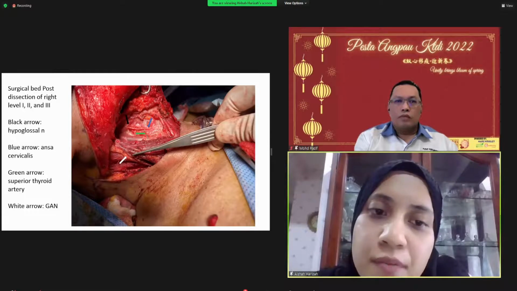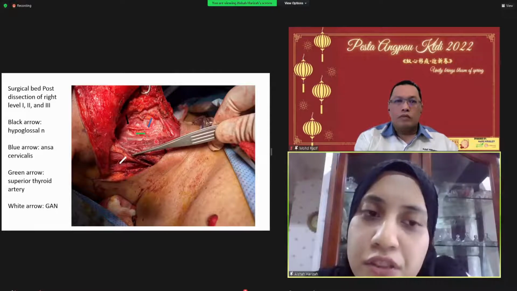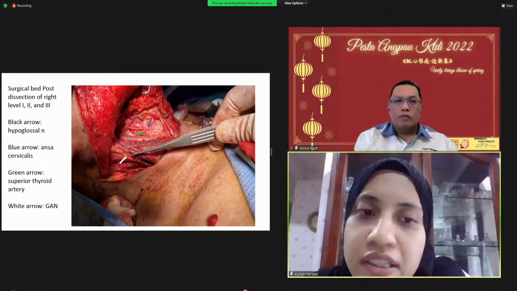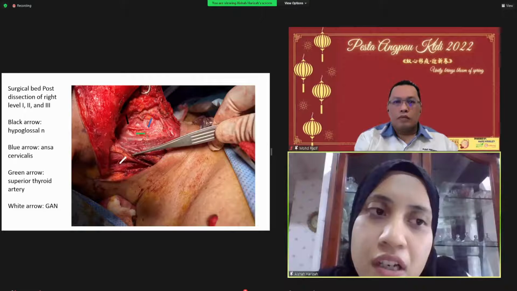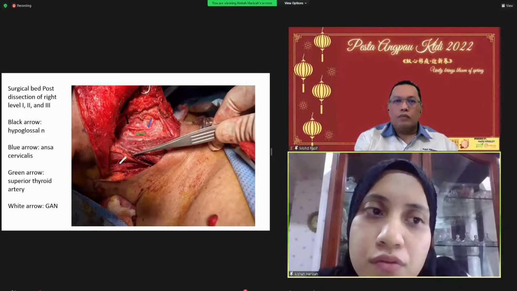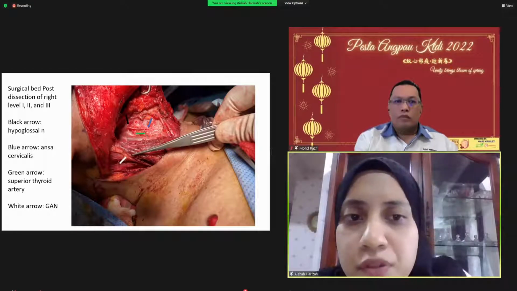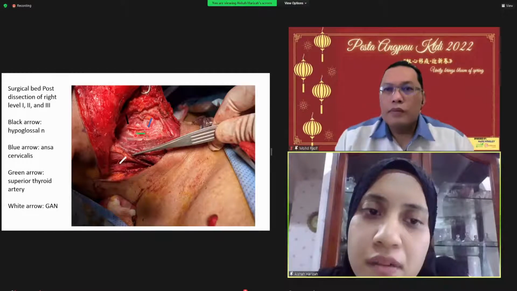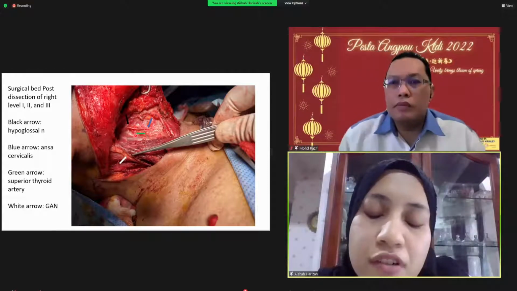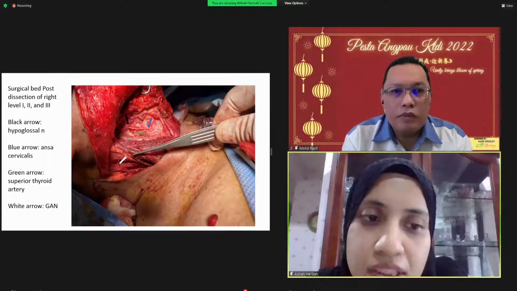After that, the anterior border of the sternocleidomastoid is identified and skeletonized, and the fibrofatty tissue is removed from level 2 and 3, en bloc. So this is the surgical bed post dissection of the right level 1, 2, and 3. As you can see, the black arrow is the hypoglossal nerve, and the blue arrow is the omohyoid. Please note the green arrow: this is the superior thyroid artery, which is preserved for reconstruction later. And the white arrow is the great auricular nerve.